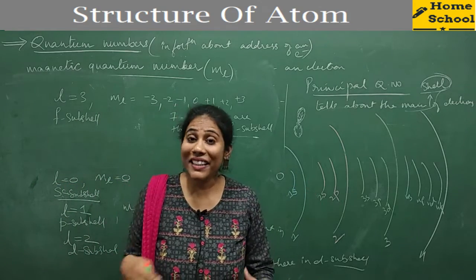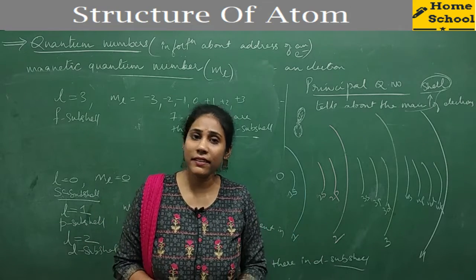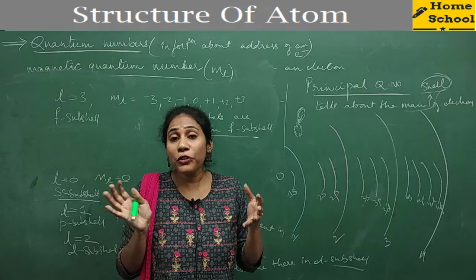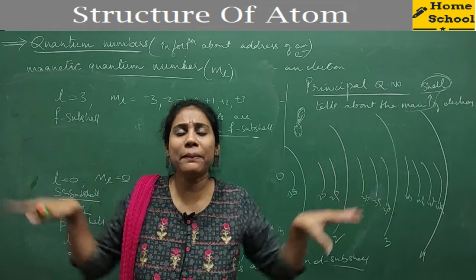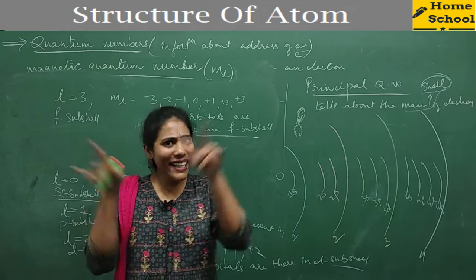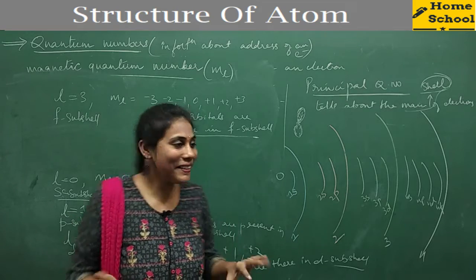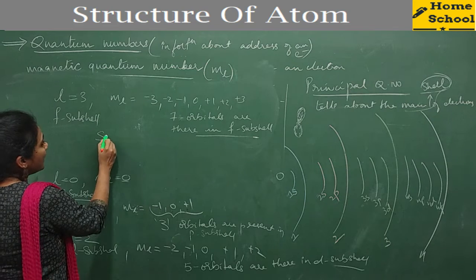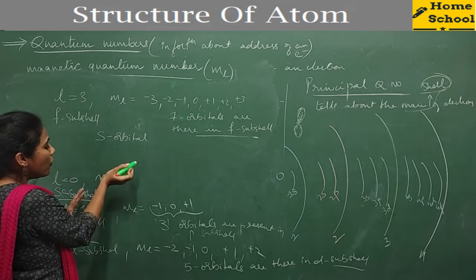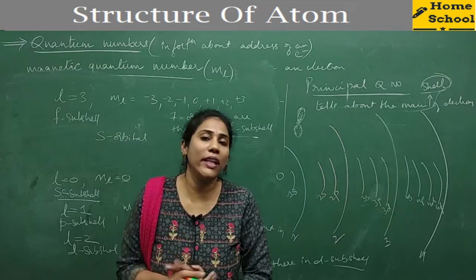Clear? And now the concept is, in every orbital, how many electrons can be present? Like we got to know in each district how many towns are present, now we have to know in each town how many people are staying. So we have to know in each orbital how many electrons can rotate. That is also a very important thing to understand here. Say for example, an s orbital, I mean the s subshell. Each and every orbital can accommodate only 2 electrons.